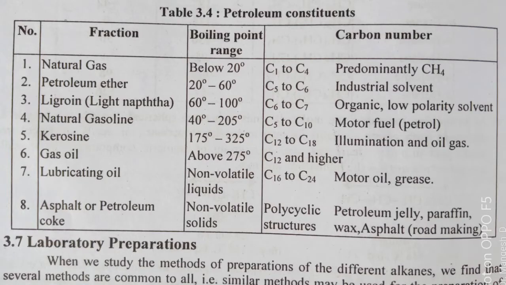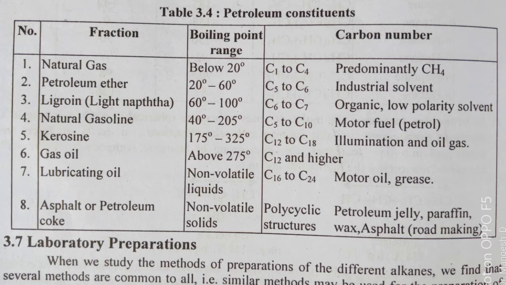This is the chart. Natural gas, which contains around C1 to C4, is predominantly CH4. The boiling point is 20. Then petroleum ether, that is 20 to 60 degrees Celsius, C5 to C6, an industrial solvent, that can be used for extraction and also for reactions.